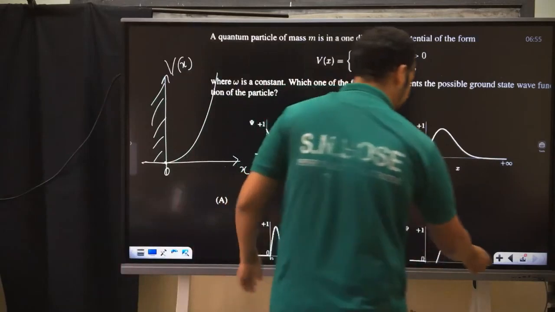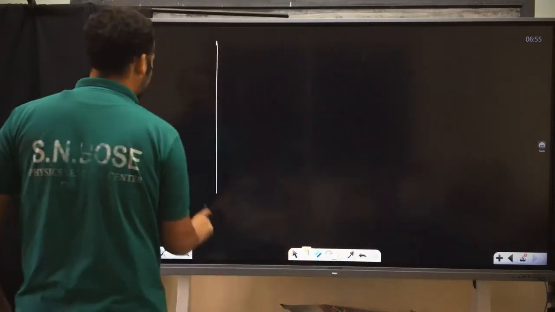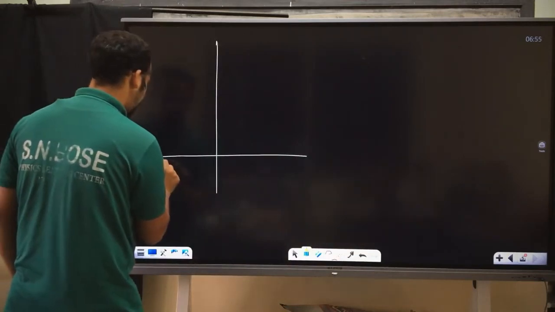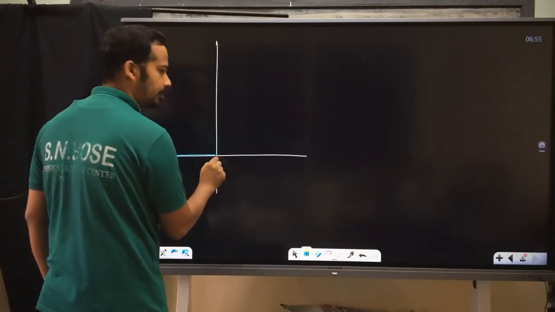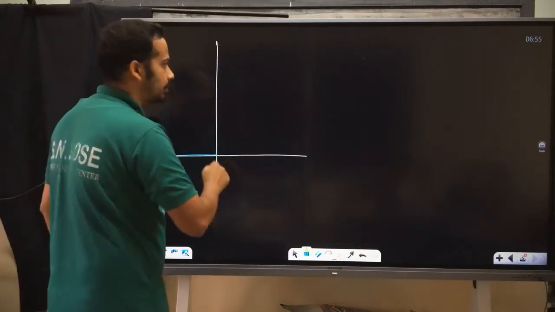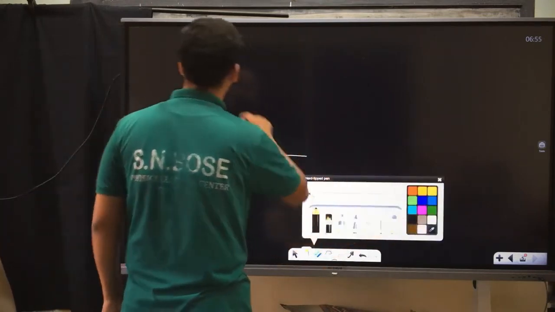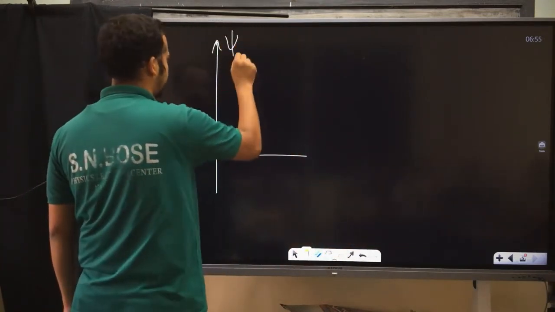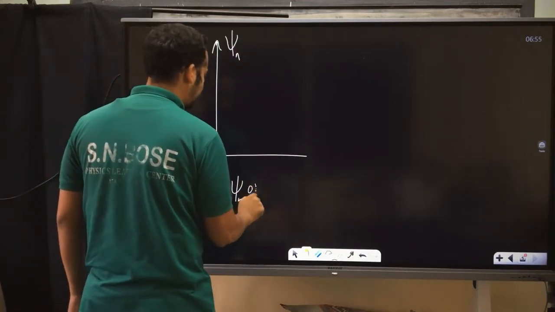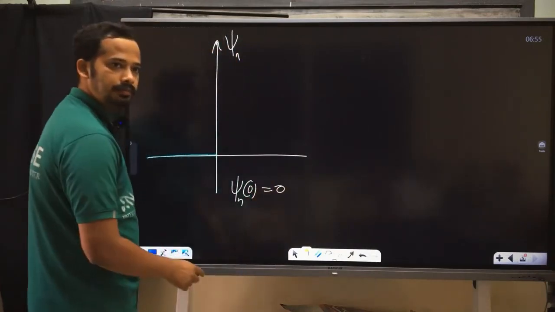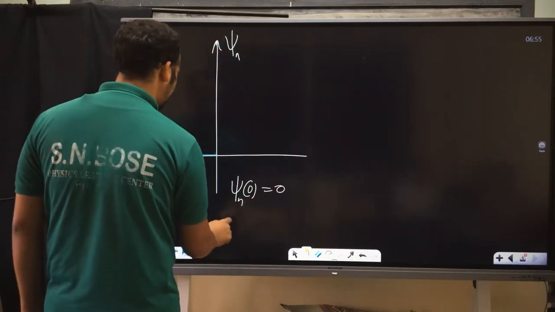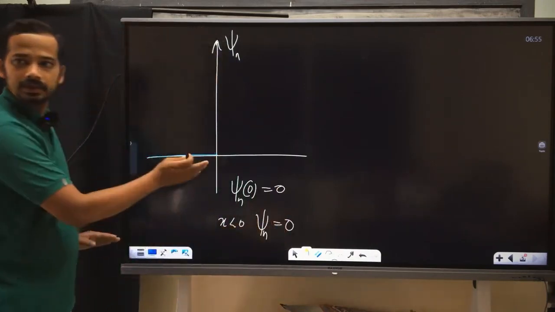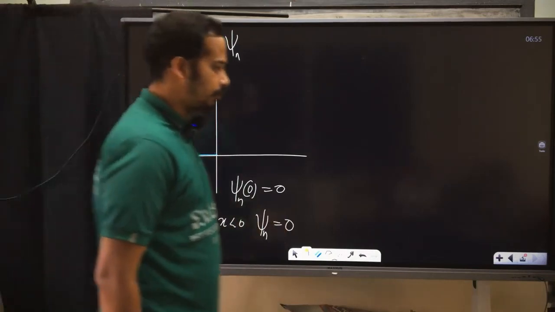Are you getting the point? Pick up all of your wave functions. They should start with 0 only here. They should be 0 when x is less than 0. Speak up, all of your wave functions, psi n or something. So psi n of 0 should be 0. Because when x is less than 0, psi n equals 0, because the particle cannot enter that region.